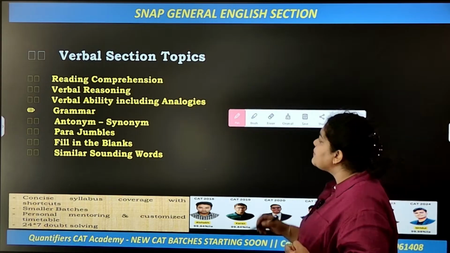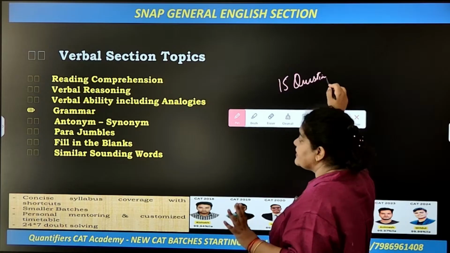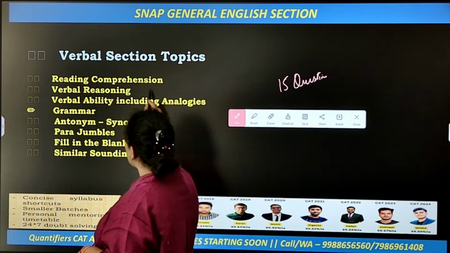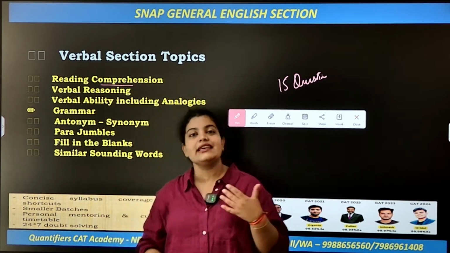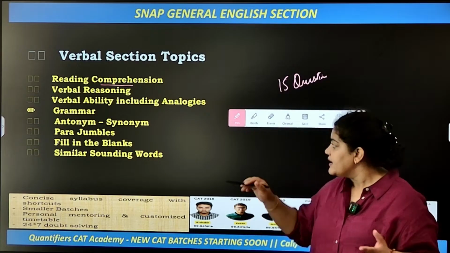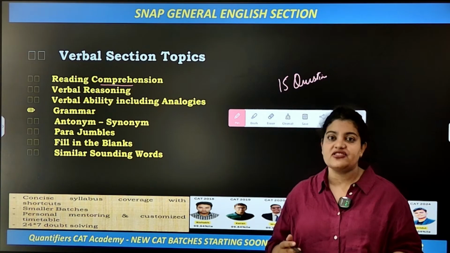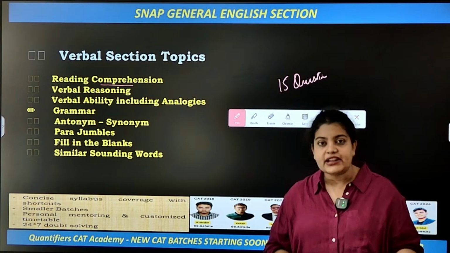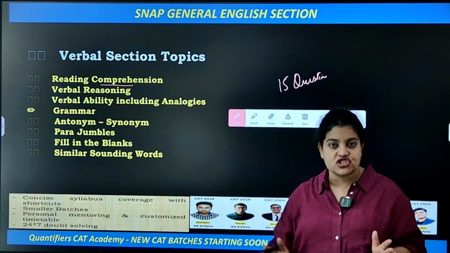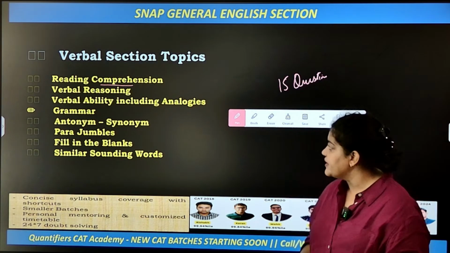Generally SNAP gives you 15 questions from general English. So this is what the trend is indicating, right? Now the topics that SNAP gives us: reading comprehension, right? It's not as lengthy as the reading comprehension for the CAT paper. It is not as lengthy as CAT, and not as tricky either. There are short passages, easy questions, a lot of direct questions, okay? Not much of reasoning or inference-based questions. So there is a difference in the level of difficulty, right?